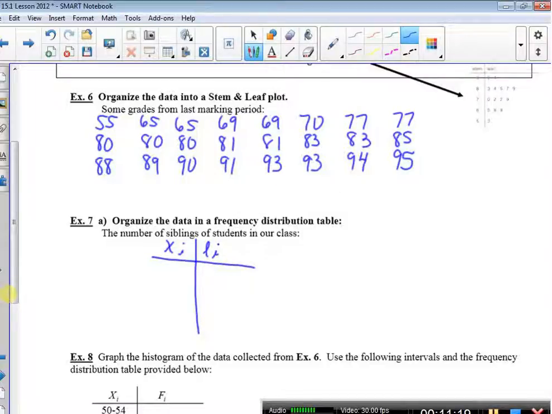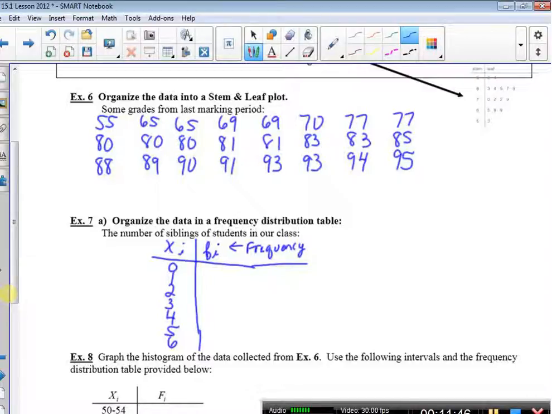So F sub i, that's supposed to be an F, represents frequency. And X sub i is how many siblings. So it's possible you have no siblings, one sibling, two siblings, three siblings, 4, 5, 6. I suppose it's possible to have 7, but that's generally unlikely. So I'm going to stop at 6.